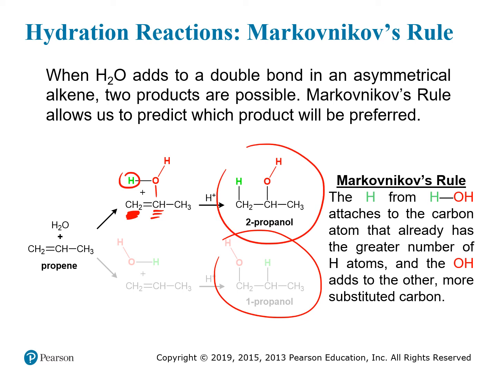So the distribution of products will be something like 80% of the Markovnikov product and only 20% of the lesser one. The different percentages will be different depending on the actual reaction and the chemicals and conditions involved. But in general, the Markovnikov product will be the dominant one, and that's the one that we're looking for when we ask for the product.